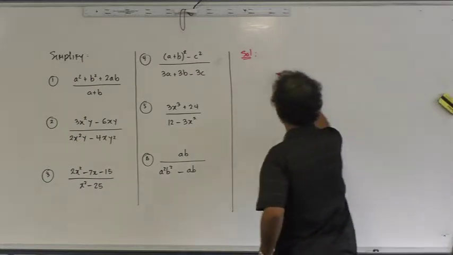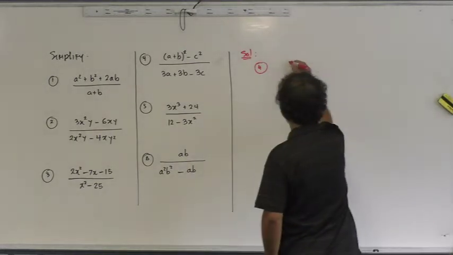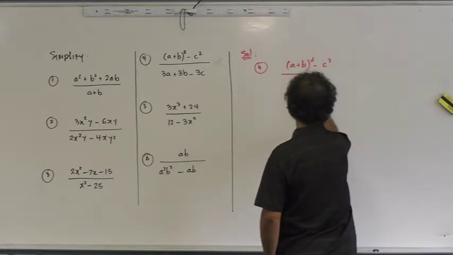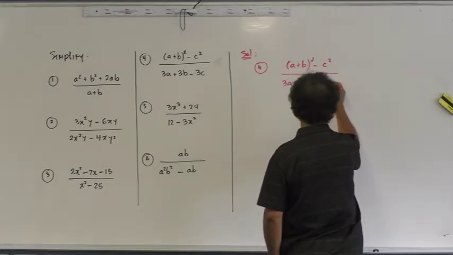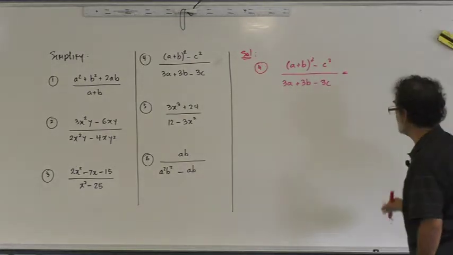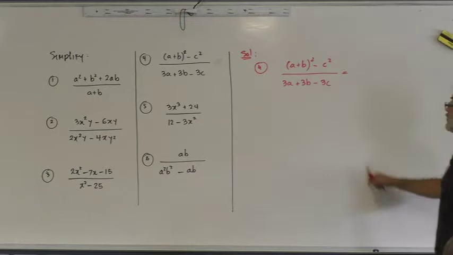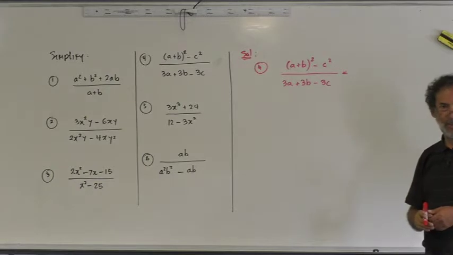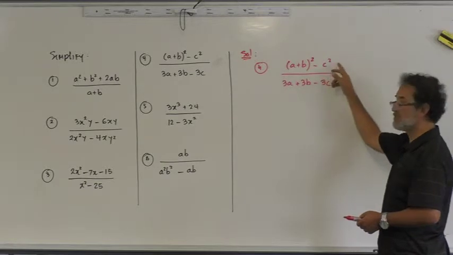Okay, question 4. In question 4, we have something that looks very ugly. But in reality, you're going to see that the simplification is simple. But you need to remember some stuff. Okay, if you look carefully, the top line, what is it? Difference of two squares. Can you see that the top line you have something squared minus something squared?